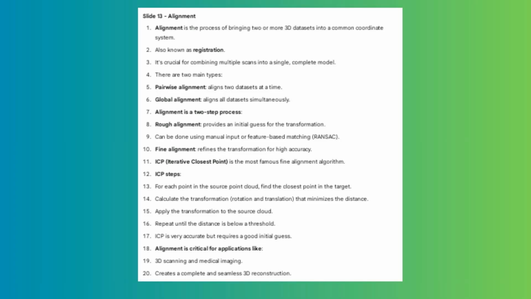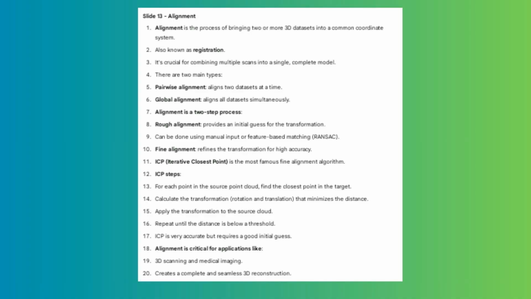It's a two-step process. First, we need to get a rough alignment to get a good initial guess of the transformation. We can do this with manual input or with a feature-based method like RANSAC. Once the scans are roughly aligned, we move on to the fine alignment. The most famous algorithm for this is ICP, or iterative closest point.